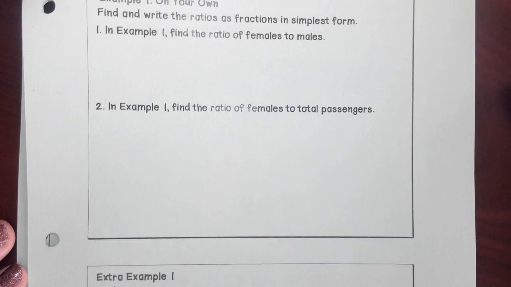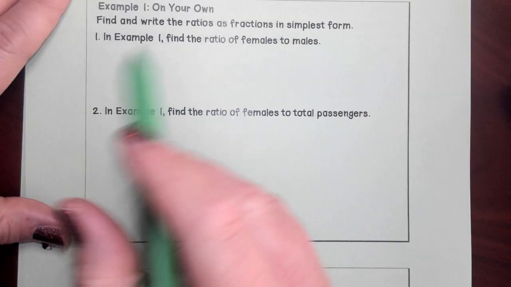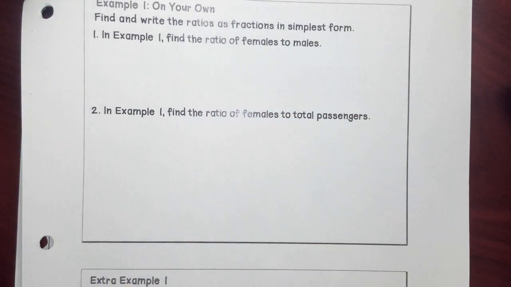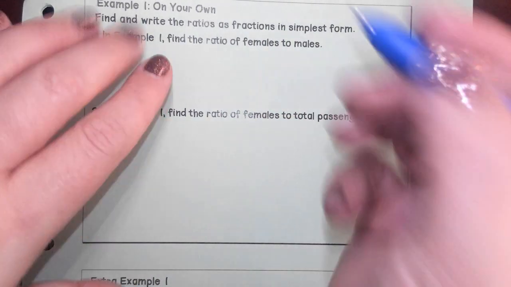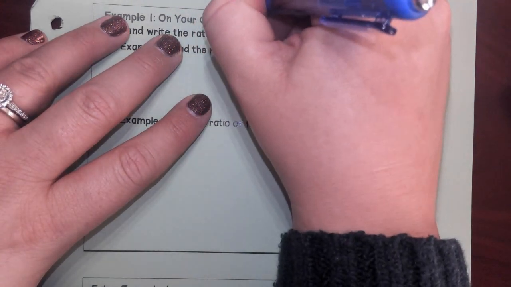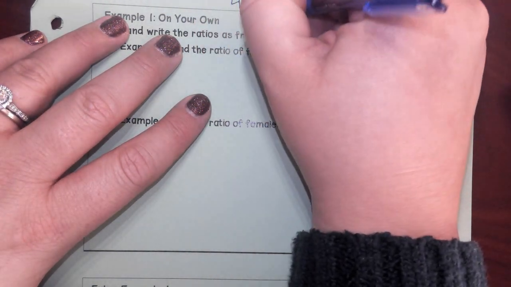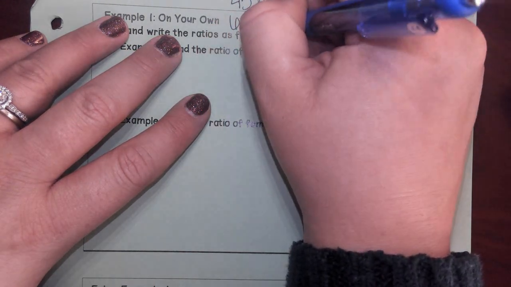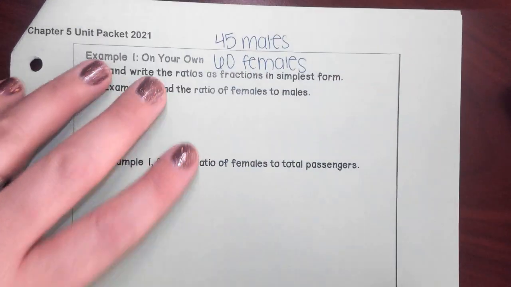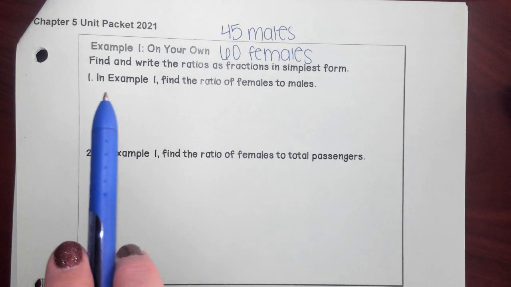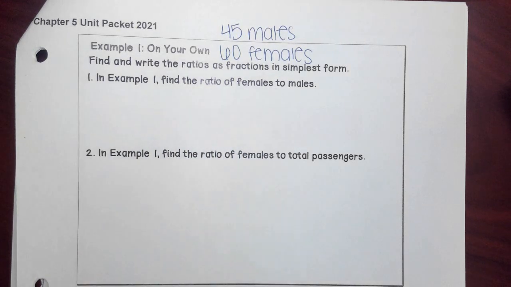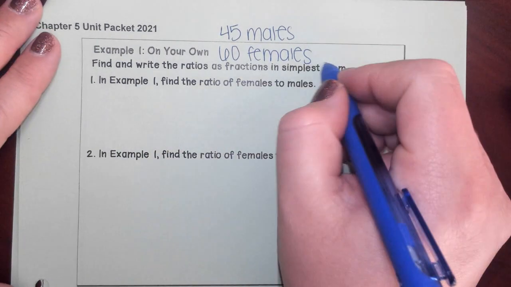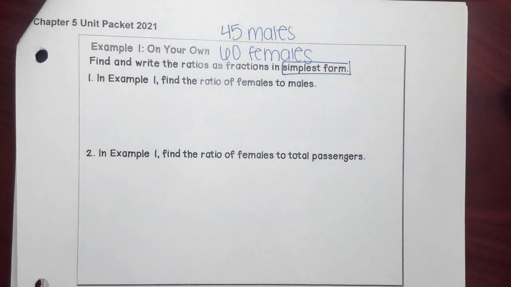Let's go ahead and look at example 1 on your own now. So we want to find and write the ratios as fractions in simplest form. So here you're looking back at example 1. Just as a reminder, I'm just going to make a note. There were 45 males, and then there were 60 females. So number 1 on your own says, in example 1, find the ratio of females to males. Go ahead and find that ratio in simplest form. Try number 1 now.